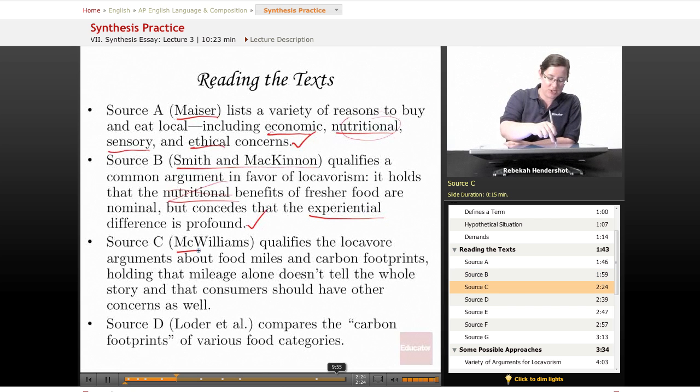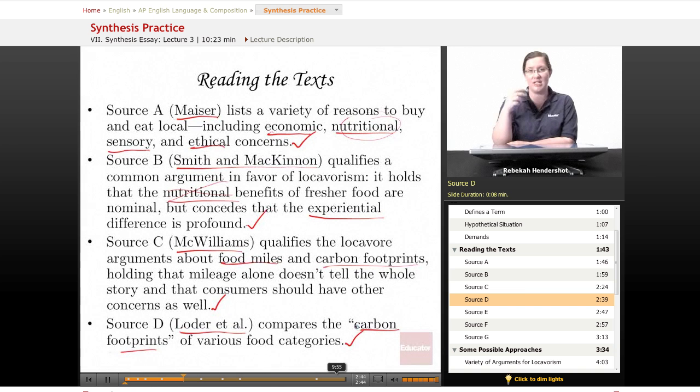Now, source C, which is McWilliams, qualifies the locavore arguments about food miles and carbon footprints. Okay, and it holds that mileage alone doesn't tell the whole story and consumers should have other concerns as well. So this is another qualifying argument. Source D, Loader et al., compares the carbon footprints of various food categories. This one is just a simple graph, so you can go look at the graph.